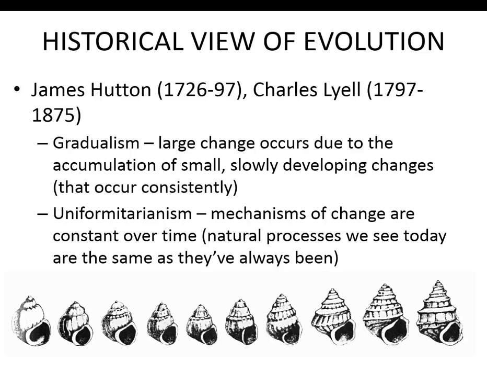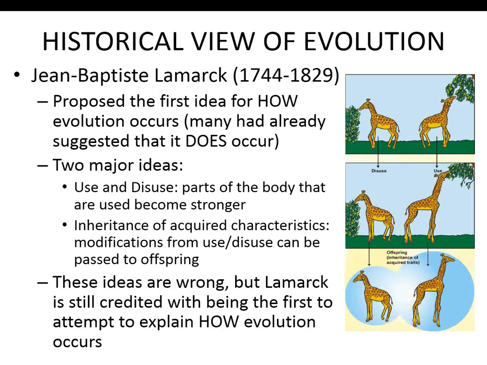So these two ideas are very much related, and again, in some cases fit with our modern ideas of evolution, but in many cases do not, because uniformitarianism is not the case. We do not see that those mechanisms of change are constant. We actually see that they're varying and changing. There's a lot of fluctuation.